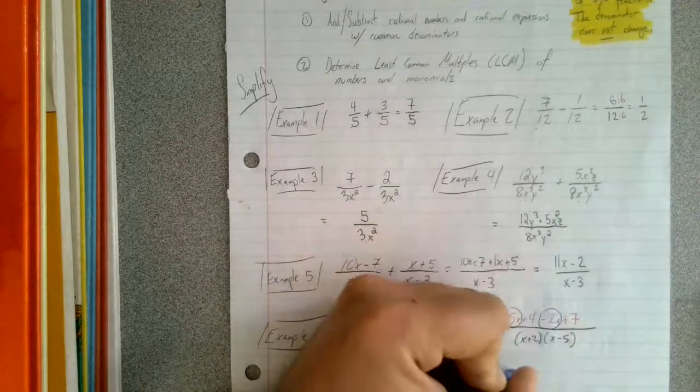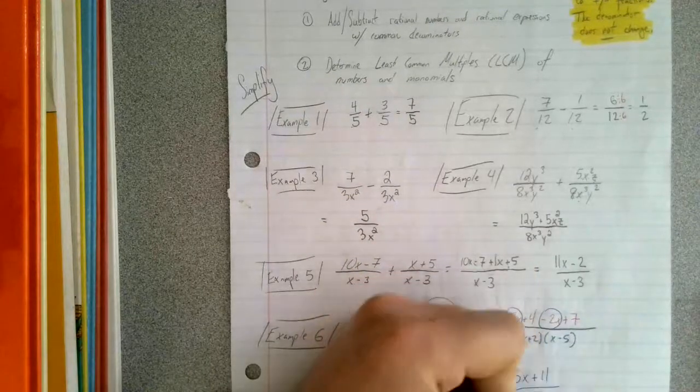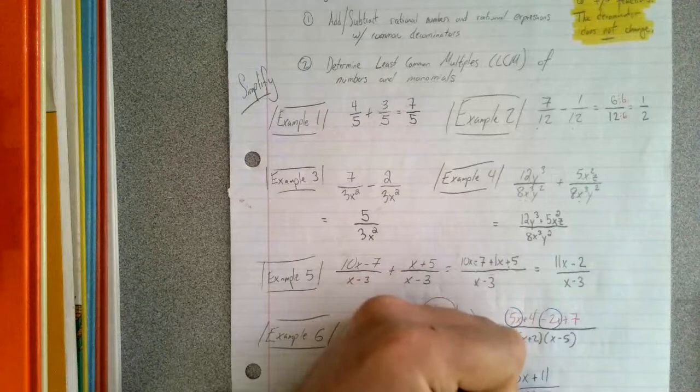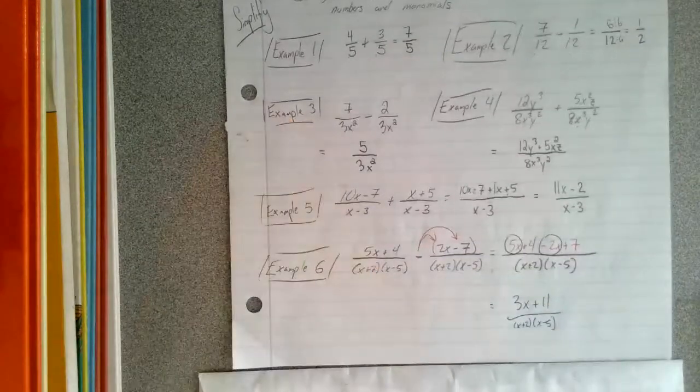5x minus 2x is 3x. 4 plus 7 is 11. And our denominator, once again, stays the same. Oh, you can't see that. Now you can. All right? So with the same denominator, all that changes is the numerator.